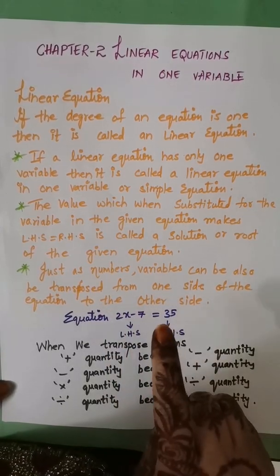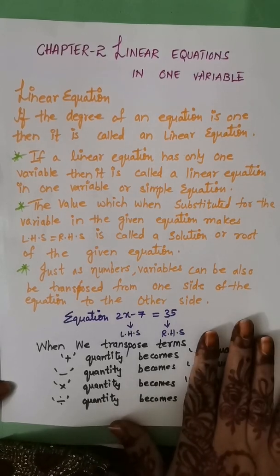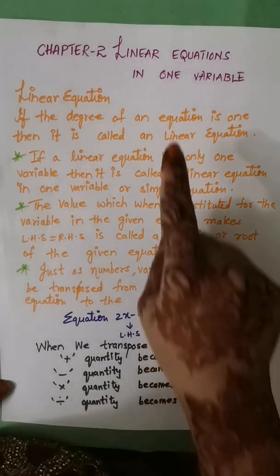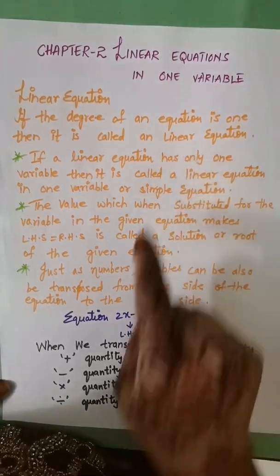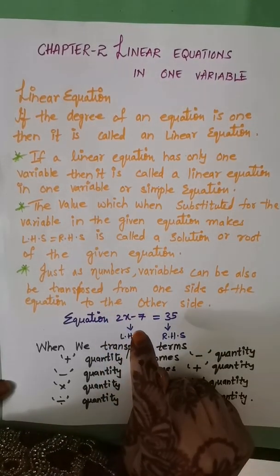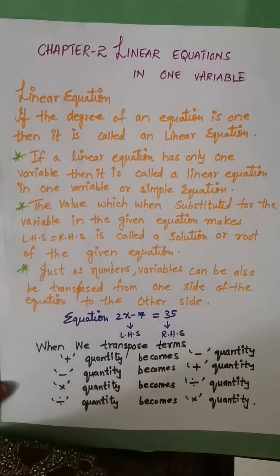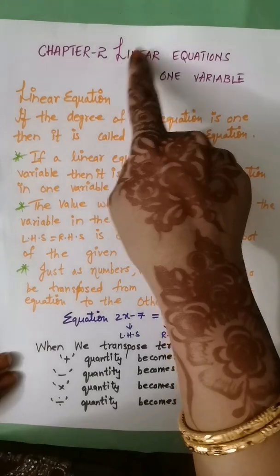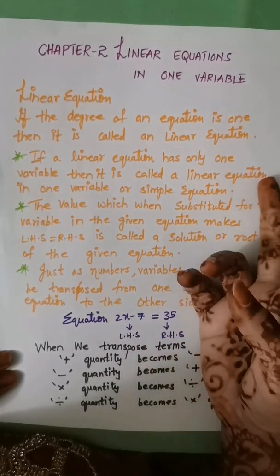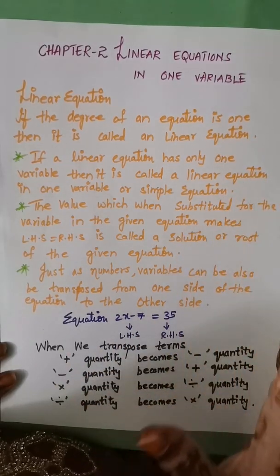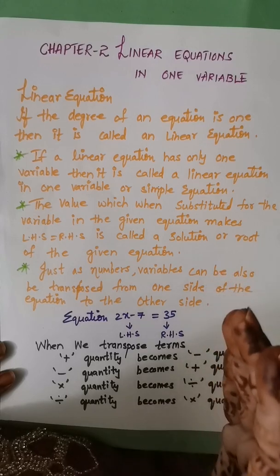Okay, and you all know how to find the degree of an equation. If the degree of the equation is 1, then it is called linear. Linear means 1. Then it is called a linear equation. The degree of this equation is 1. So the equation whose degree is 1 is called a linear equation. And if the linear equation has only one variable, then it is called a linear equation in one variable. If it has two, then it is called a linear equation in two variables. But in 8th class you will learn linear equations in one variable only.